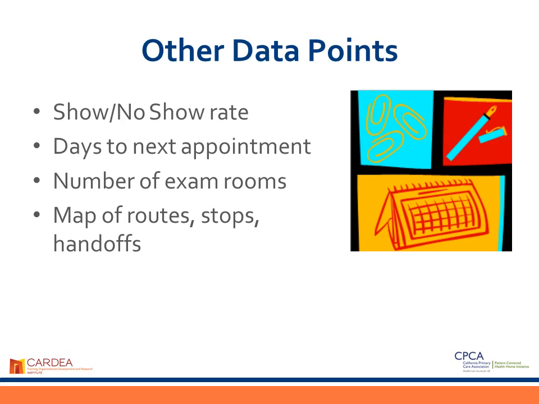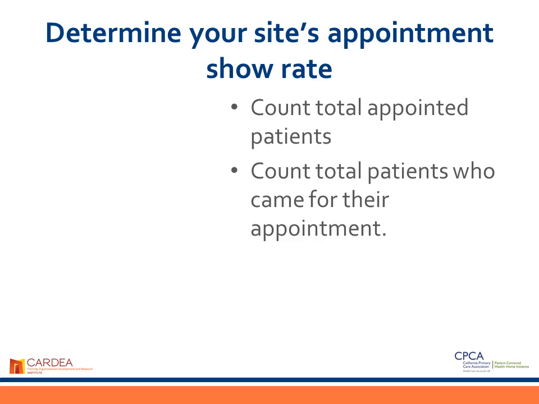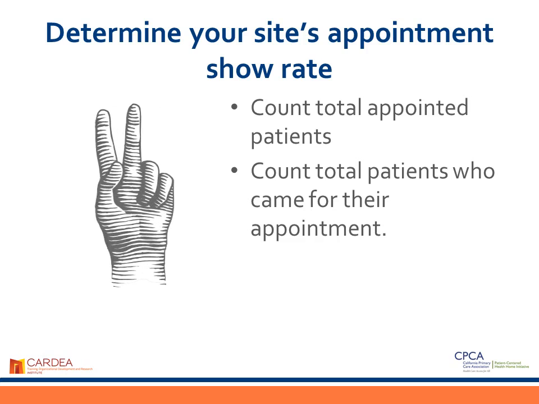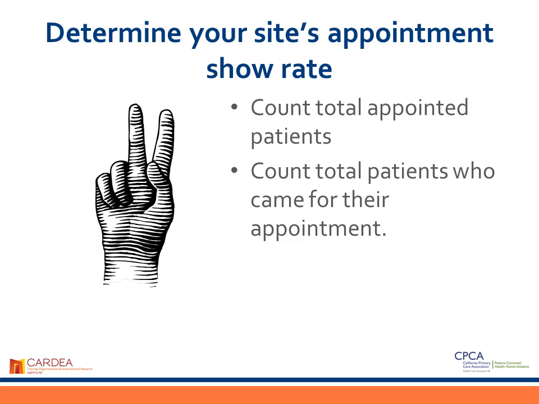Let's quickly look at how we gather these various items. In order to determine your site's appointment show rate, you're going to count the total number of patients who had an appointment, and you're going to count the number of patients who came for their appointment.